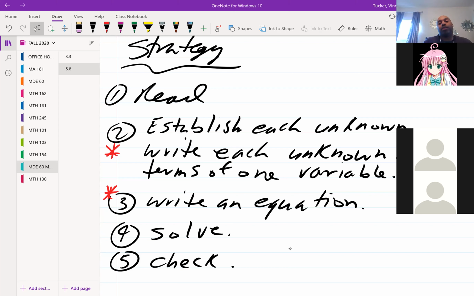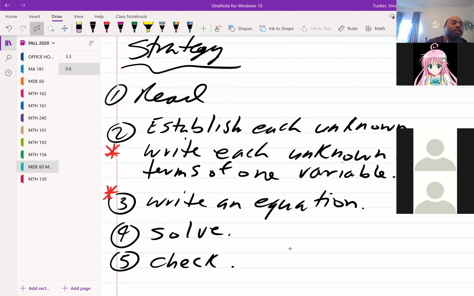Then you want to establish your unknown and write each one of your unknowns in terms of one variable. What you do not want to do is introduce multiple variables into your situation, because the more variables you have, the more equations you will need to solve. Then you'll need a system of equations, and we don't want to deal with that right now. And all the ones that you guys will be dealing with can be created with just one variable. And so that's what we want to stick to. Then you write an equation, and all this will be based on the words that are in the problem. Then we'll solve and we'll check.